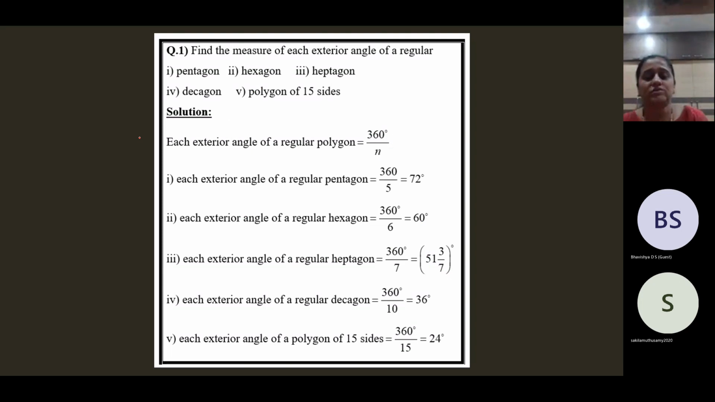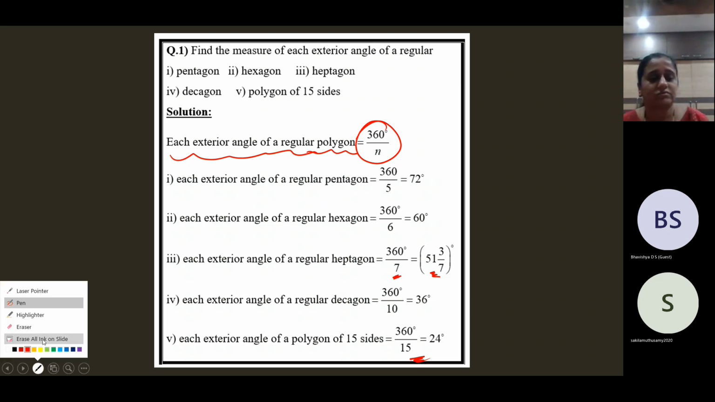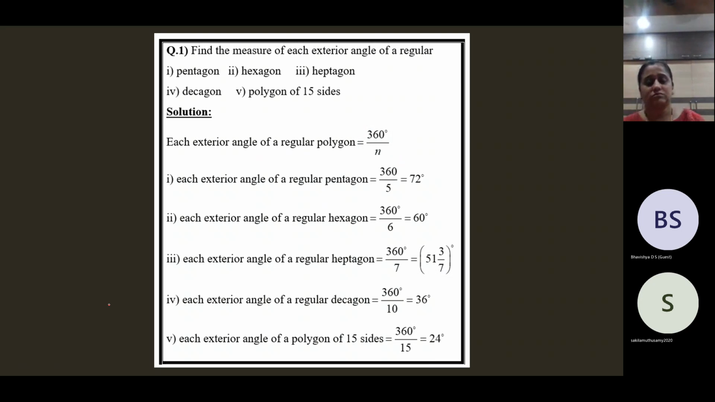This is how you should present your answer. We know that each exterior angle of a regular polygon is 360 by n. So Swati's answer is 360 by 7, which is 51 3 by 7, or you can leave it as a decimal, like what you said. And this is Bhavishya's answer, 360 by 15, which is 24 degrees. All right? Yes, ma'am.